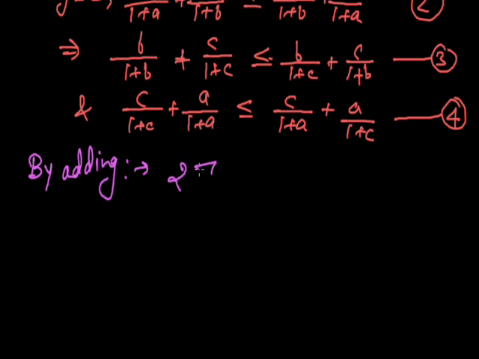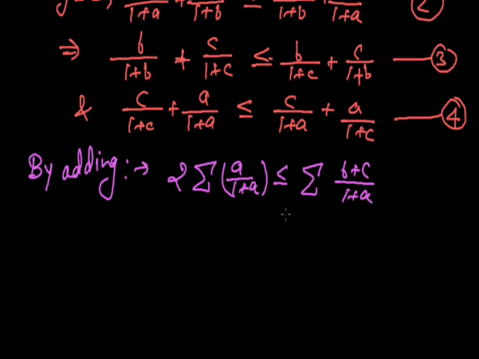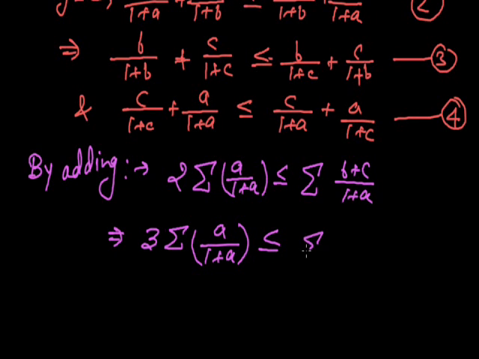2 into summation of a upon 1 plus a is less than or equal to summation of b plus c upon 1 plus a. That could be given as thrice of summation of a upon 1 plus a is less than or equal to summation of a plus b plus c upon 1 plus a. By adding a upon 1 plus a to both the sides we have this. Let it be equation 5 and let it be equation 6.